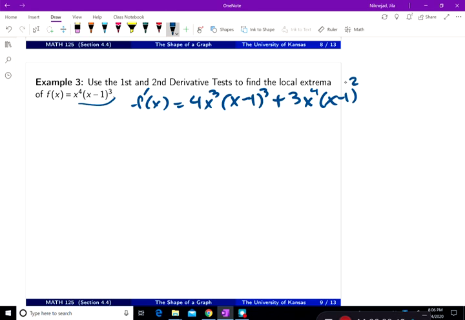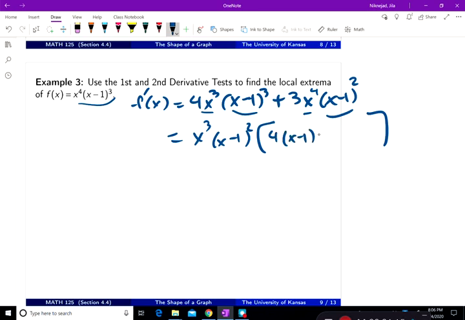For either of the tests, I will need critical numbers. So let's try to find the critical numbers. And how do I do that? I factor. The common factor between x to the power 3 and x to the power 2 is x to the power 3. Between these two is (x minus 1) to power 2. What is left out of the first one is 4 times (x minus 1). What is left of the second one is 3x. So the entire thing becomes x to the third, (x minus 1) to power 2, (4x minus 4 plus 3x).